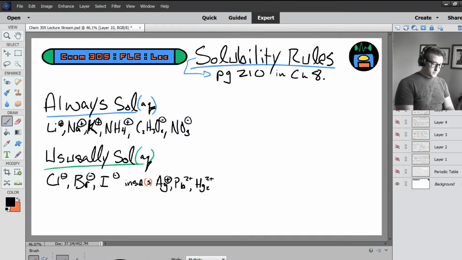Another usually soluble ion is sulfate. It will be aqueous unless it's paired with one of these. It is insoluble when paired with one of these cations.